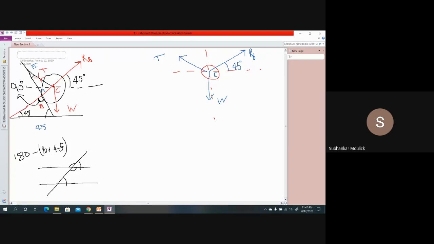If this angle is 90, if this angle is 15, how much will be this angle? That is the angle between tension T and RB. This angle will be nothing but 75. How is it 75? That is 180 minus 90 plus 15, triangle law property. And that will come out to be 75 degree. That means this angle is 75 degree. Is it clear?